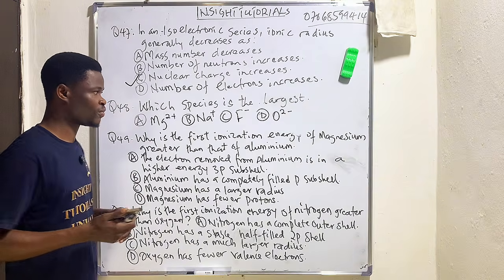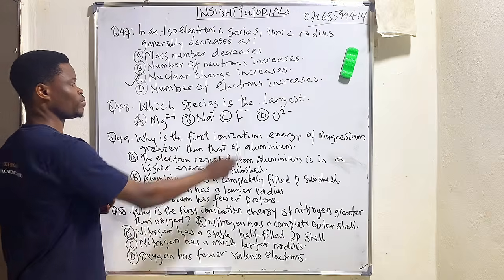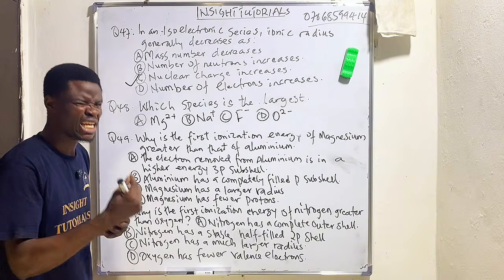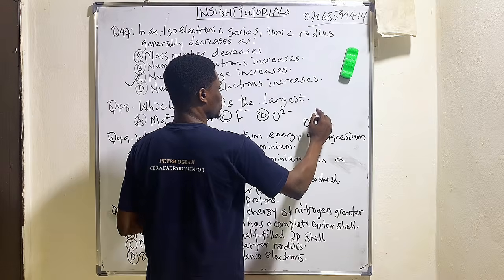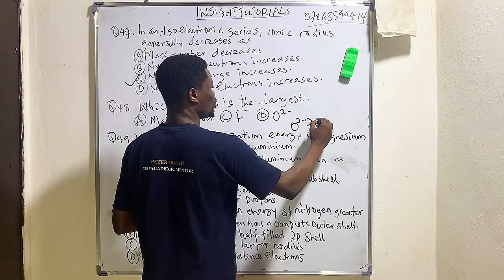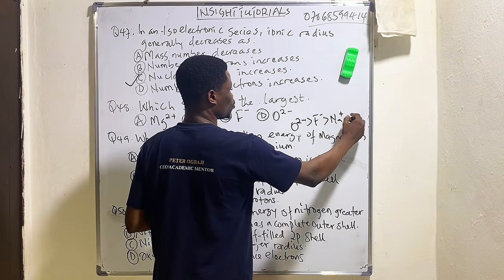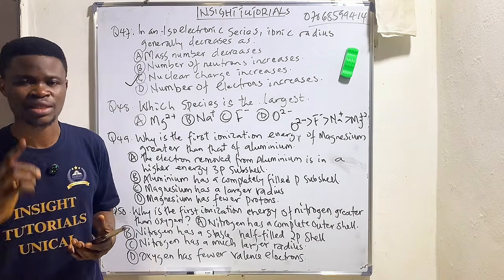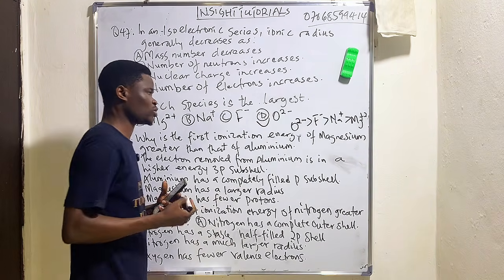So looking at these four ions, the one that has the least protons is oxygen, followed by fluorine, third by sodium, and last by magnesium. So let me write it this way. Oxygen ion is greater than fluorine ion, and fluorine ion is greater than sodium ion, and sodium ion is greater than magnesium ion in terms of ionic size or ionic radius, right? So it happens that the correct option here is option D.